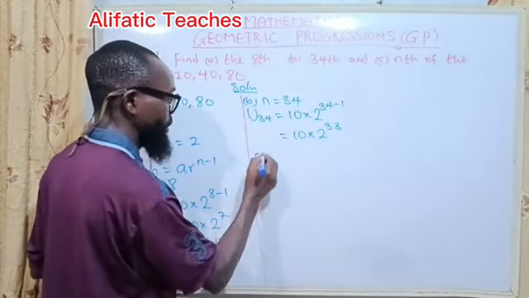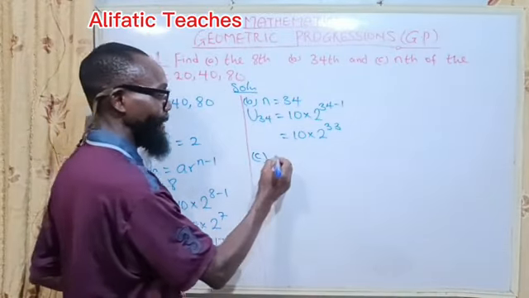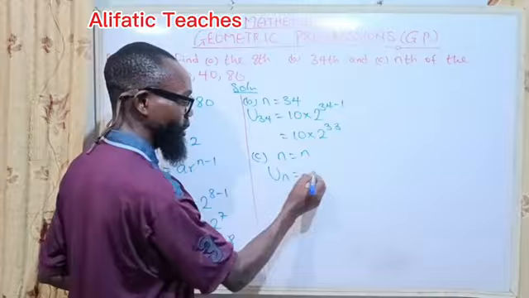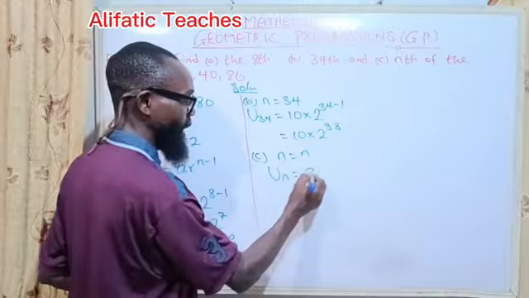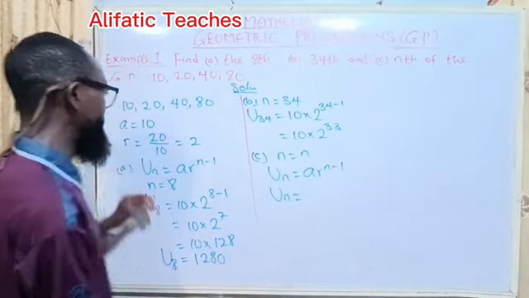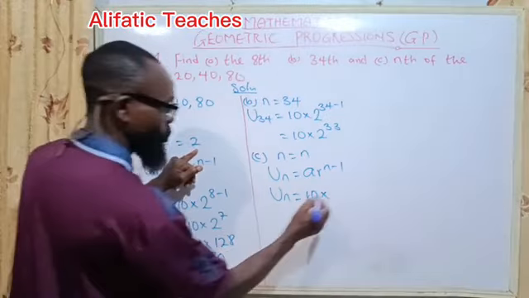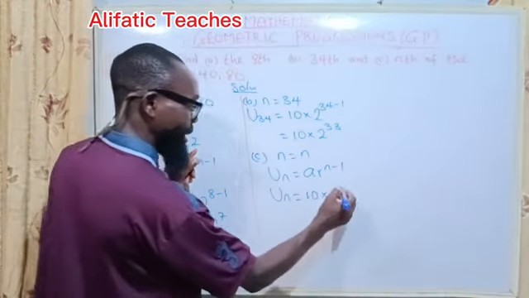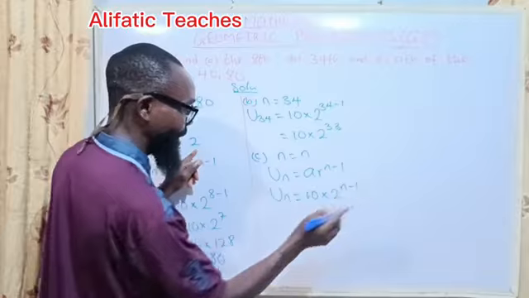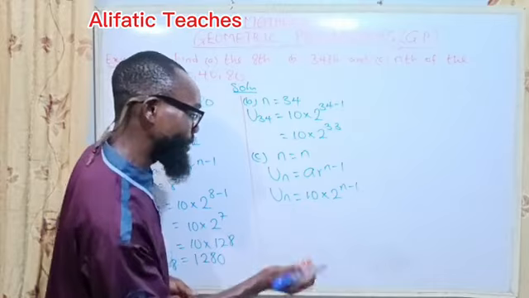Question C. You want to find the nth term of the GP. That is, our n equals n. From our formula, un equals ar raised to power n minus 1. Our n remains n. Un equals our first term, 10, multiplied by our common ratio, 2, raised to power n minus 1. So that is our final answer. There's nothing that we can do to it again. Or we can do it this way.